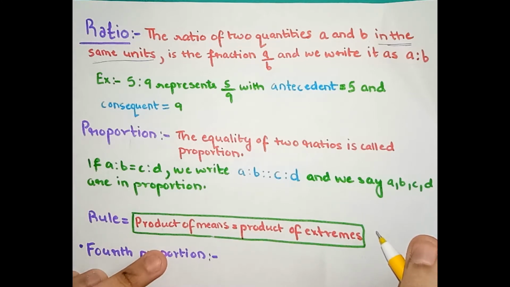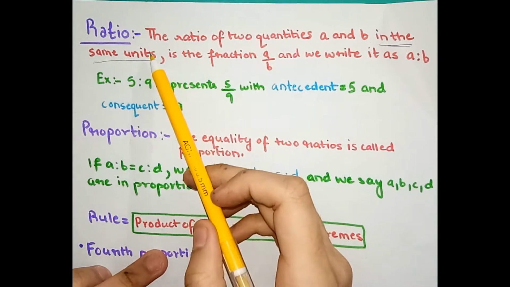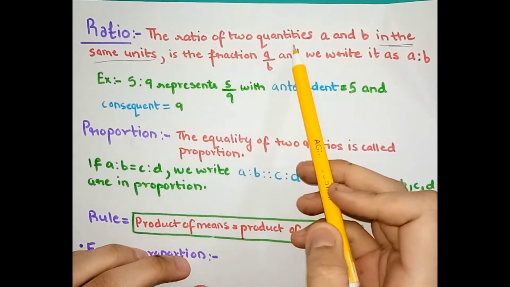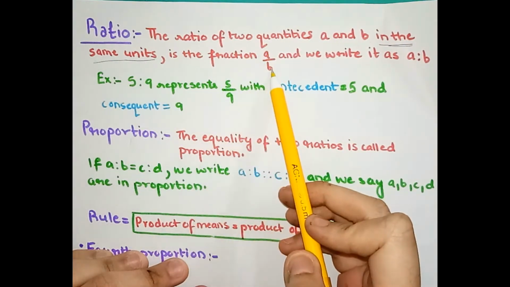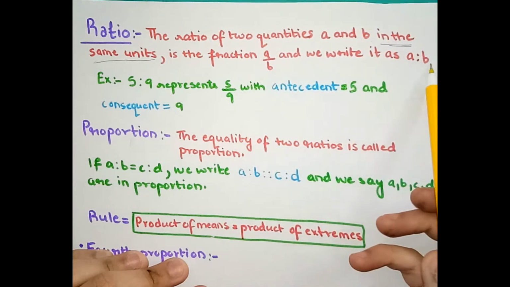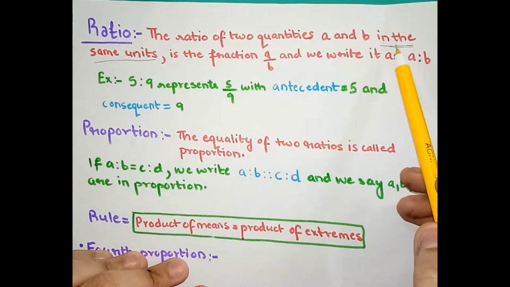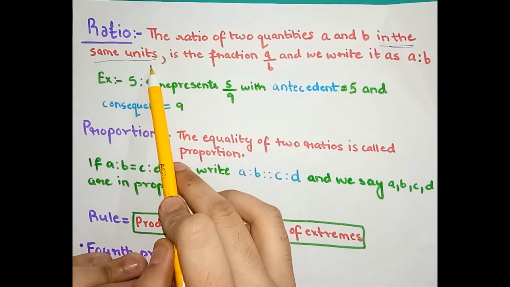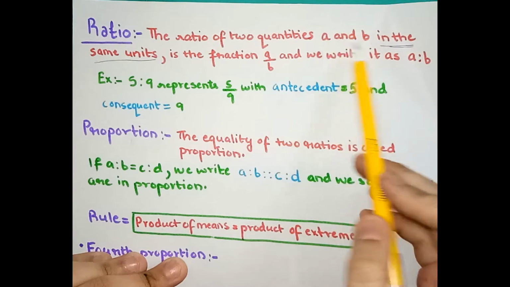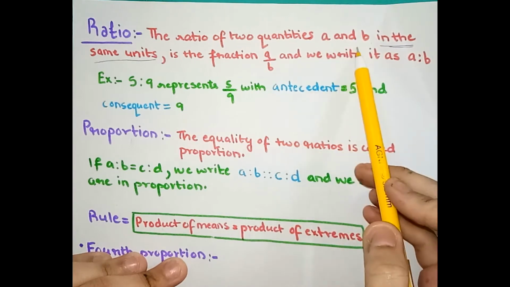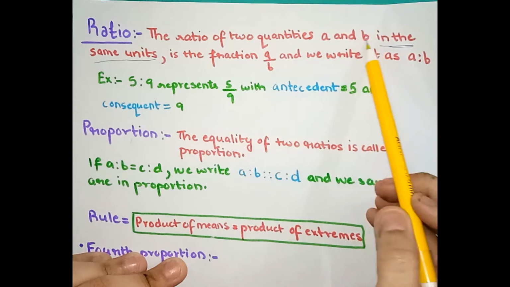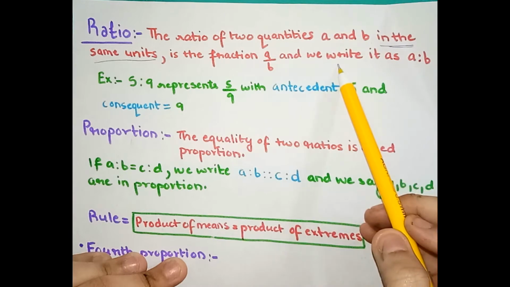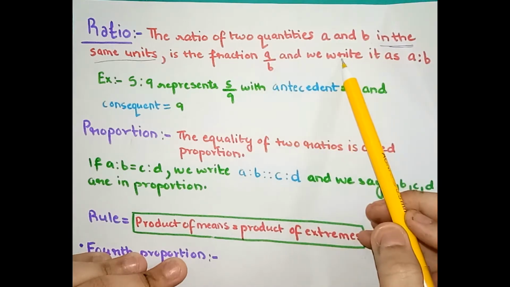Our today's lecture is based on ratio and proportion. Let us start this today's lecture with the definition of ratio. The ratio of two quantities A and B in the same units is the fraction A by B, and we write it as A is to B. You have to emphasize on this statement, in the same units. The ratio between any two quantities will only be calculated when they are in the same units. Otherwise, if the two quantities are in different units, you have to convert them into a similar unit and then calculate the ratio between these two.